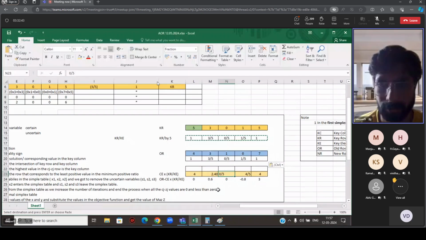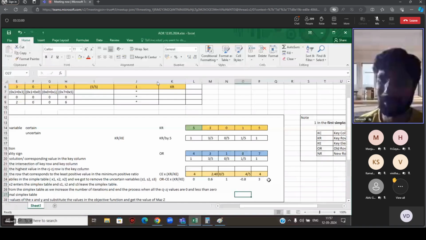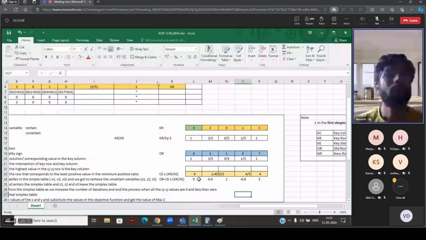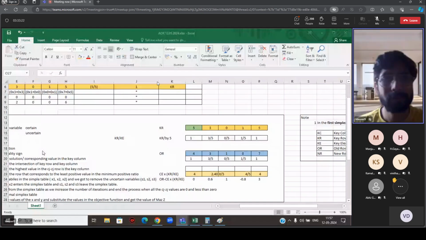Okay. Good. So, what we are going to do here is get this. After you got this, you have to do the second simplex table. The process is the same. I will tell you. So what you need to do is just take this table, copy it, and paste it here. So this is going to be simplex table 2.